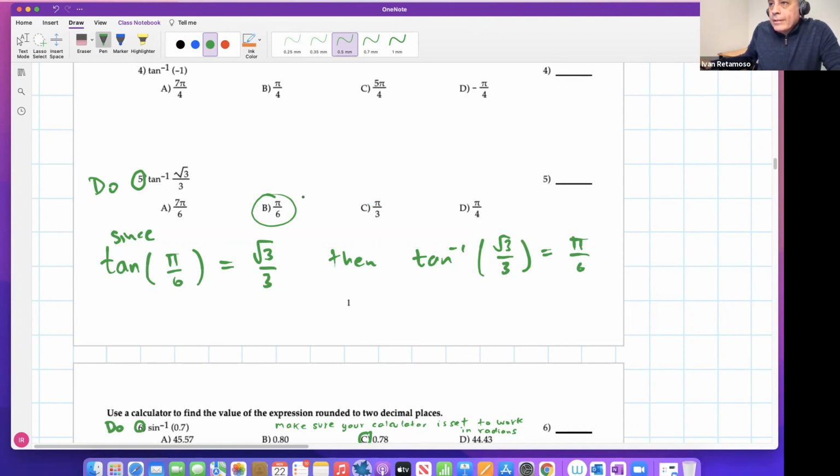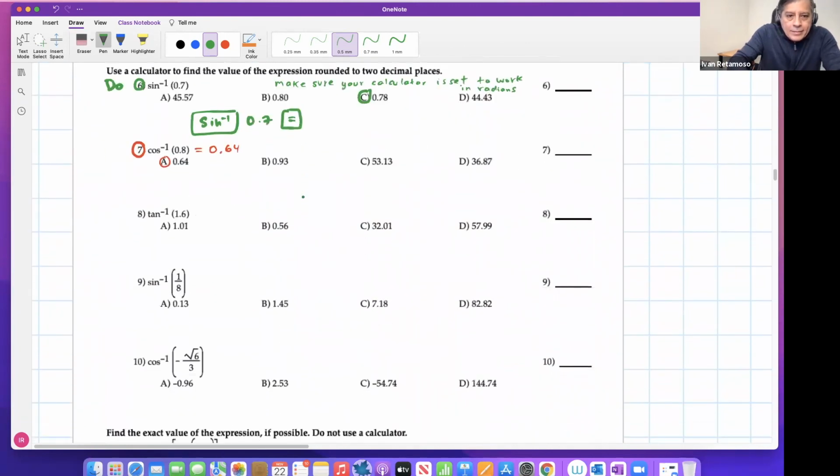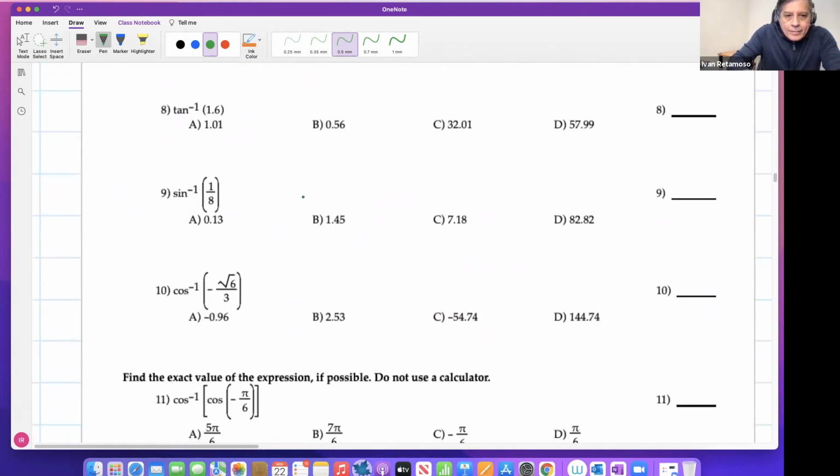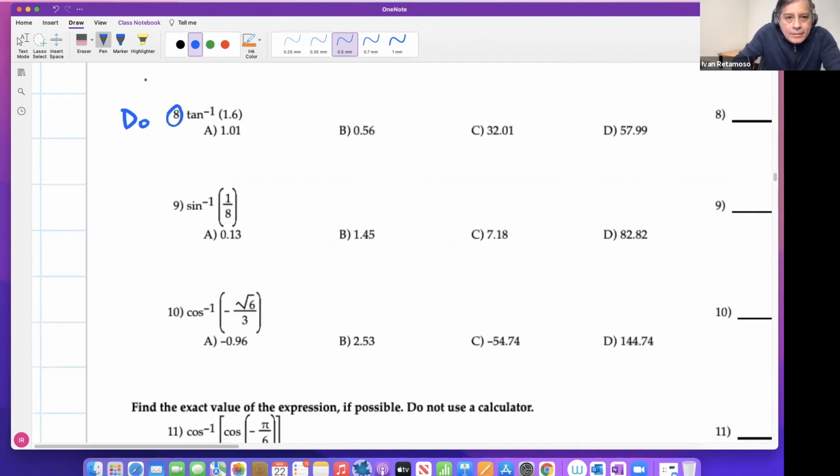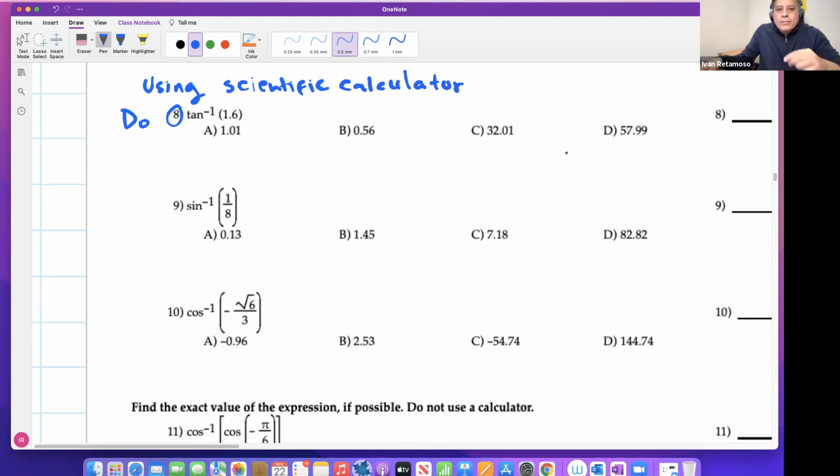Okay, cosine inverse. I look for tangent inverse. Yeah, great, excellent. Can you try this, guys? Try number 8. Can you try this using the scientific calculator, and round it to 2 decimal places, right? Can you do that? Very good. Tangent inverse of 1.6. Very good, Jake. Very good. Yeah, excellent, excellent, right?